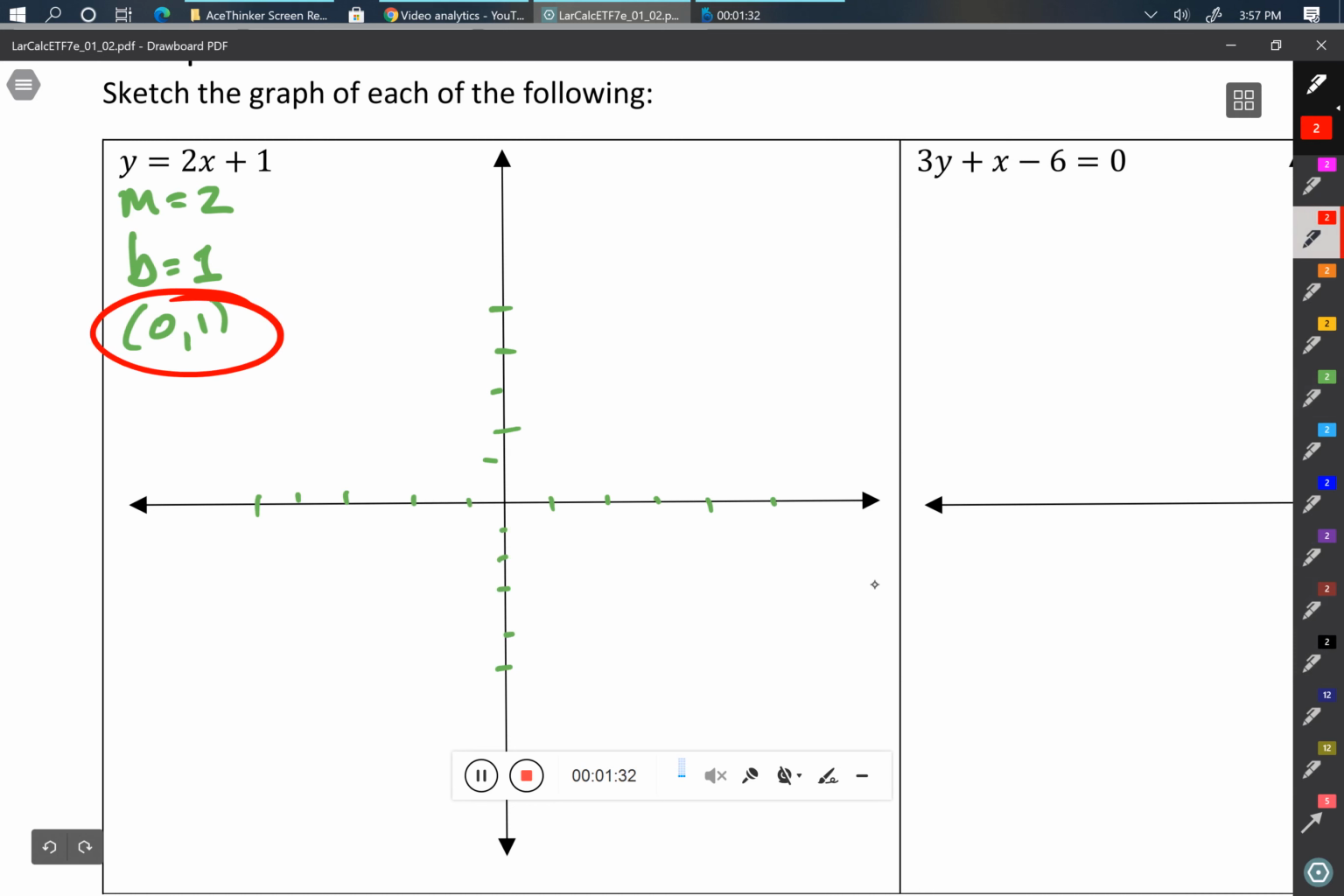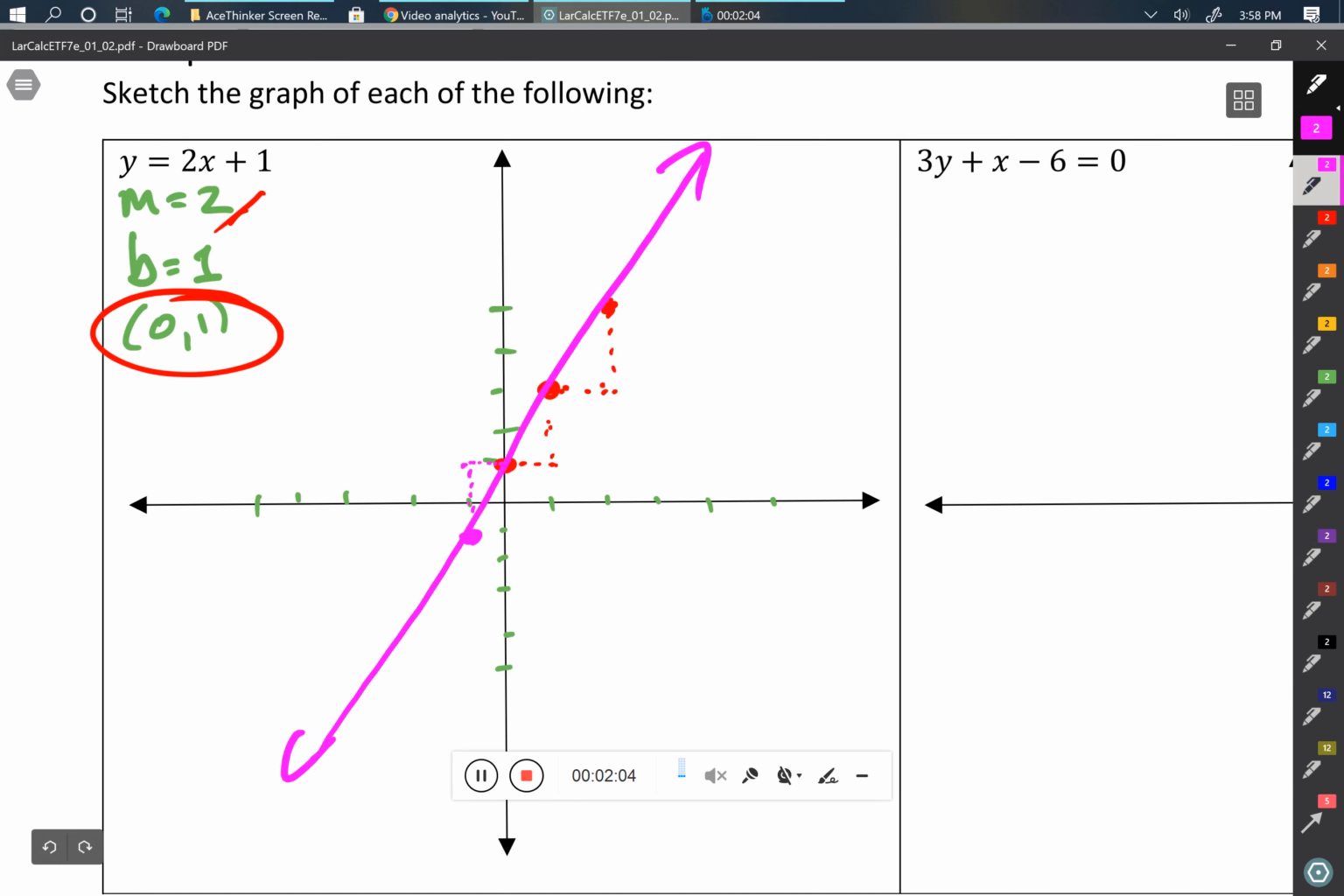I know that my y-intercept is (0, 1), so I know it's going to cross the y-axis there. I know that I have a slope of 2, which means that if I go over 1, I go up 2. If I go over another 1, I'll go up another 2, and then I can make my graph from there. I could have also graphed by going left 1 and then down 2, because if going right means you go up 2, then going left would mean you go down 2. And any way I do this, there is a quick and dirty sketch of my line.